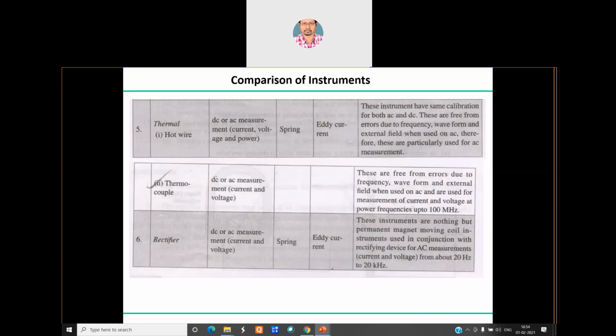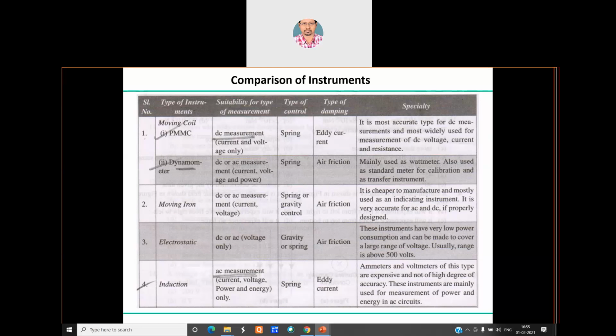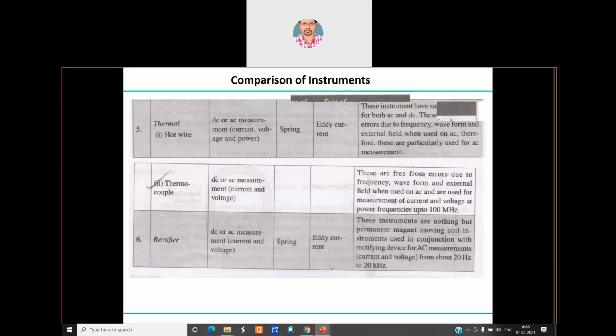Then the hot wire type and thermocouple type instruments, that is thermal instruments, are primarily suitable for both AC and DC, and for a very high frequency range. Hot wire is suitable for the kilohertz range, tens to hundreds of kilohertz. Thermocouple is 50 hertz, and you can stretch it up to some limit, around 100 hertz also. Then another is the rectifier mechanism, which can obviously be used for DC and AC. Spring is the control mechanism, and eddy current is used for damping, like PMMC type instruments. Eddy current is used for the induction type, PMMC, thermocouple, and rectifiers too. So these are the things.